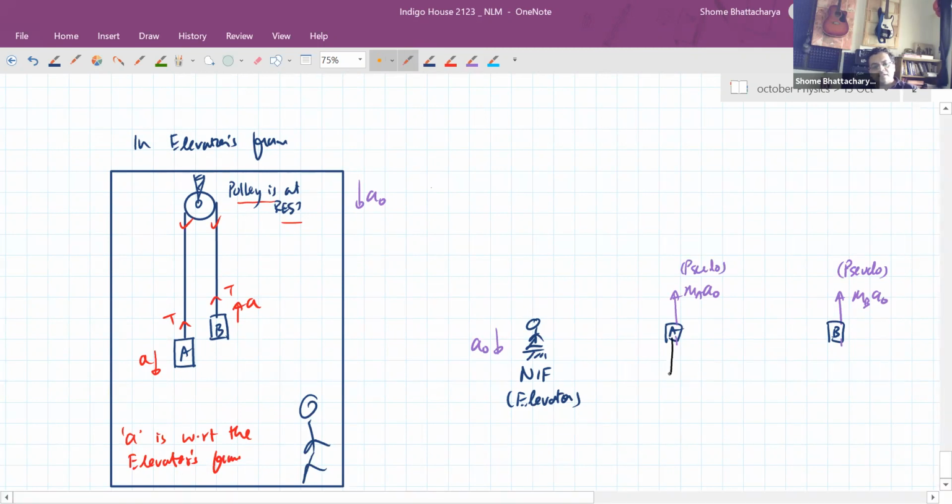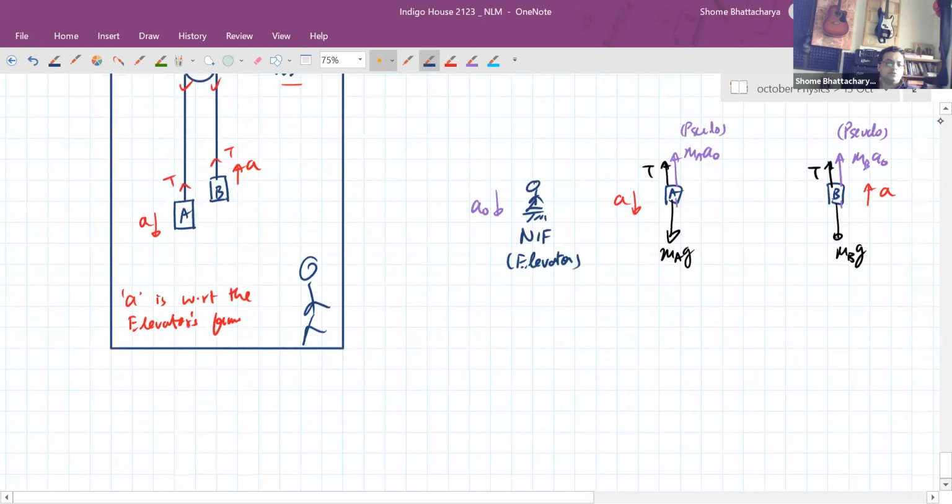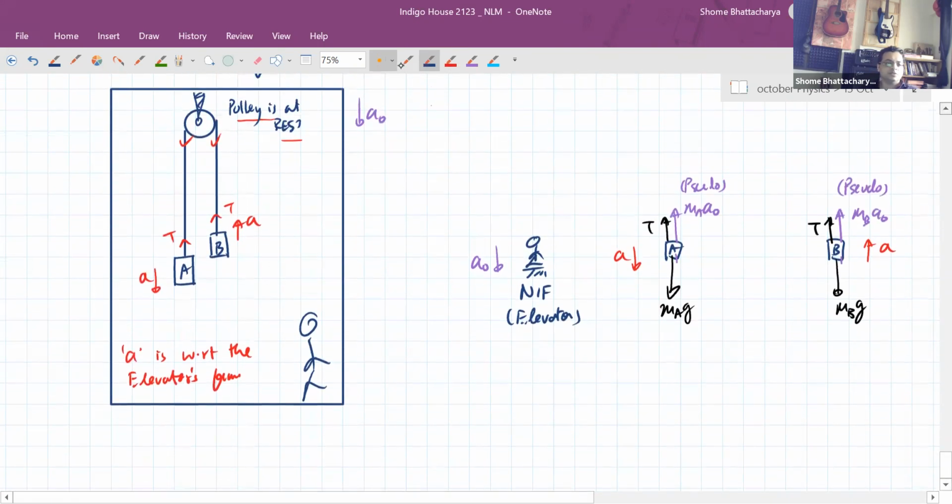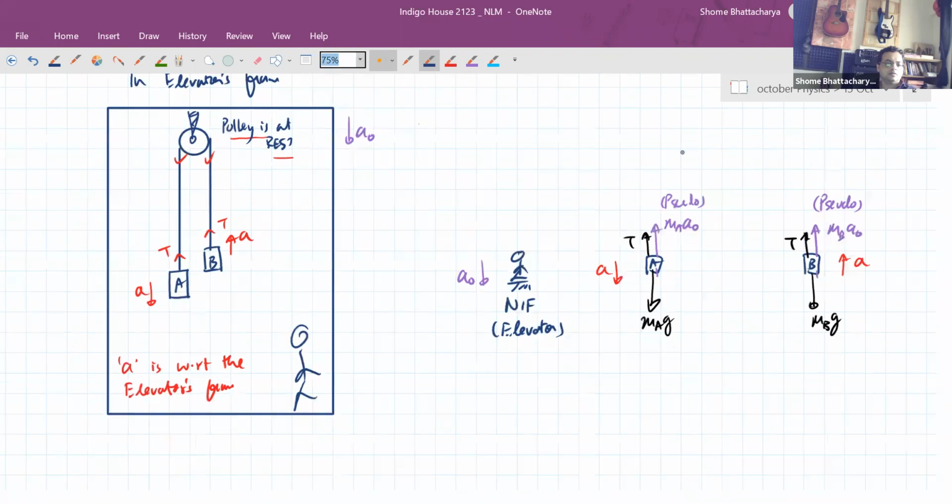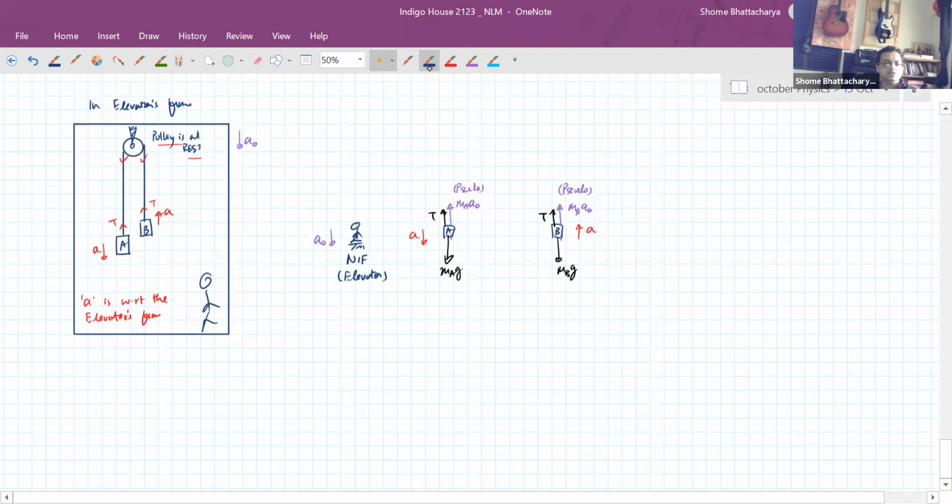Now they have their own weights acting. And there is tension acting on each of them. But because A is the heavier block, A will end up accelerating downwards, B will end up accelerating upwards. And remember that this acceleration is in the non-inertial frame. So it is the acceleration that the observer inside the elevator is seeing for both the blocks. It's not the acceleration that the ground frame observer is seeing. Okay. So now let's write the equation for each one of them.